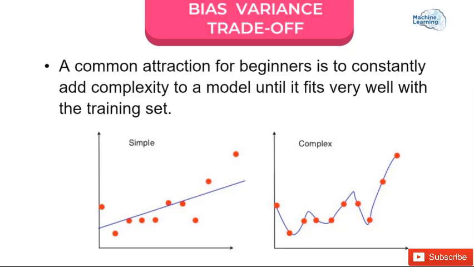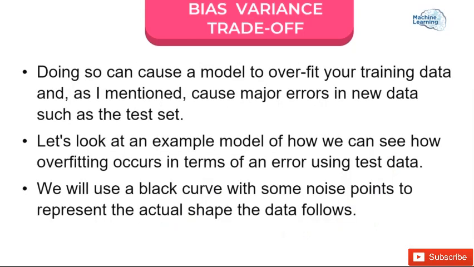However, for hitting all those training points, your model is going to fail to predict new test points, which is why we do that train-test split. Doing so can cause a model to overfit your training data and, as I mentioned before, cause major errors on new data, such as the test set. So what we're going to do now is look at an example model to see how overfitting occurs in terms of error using test data.